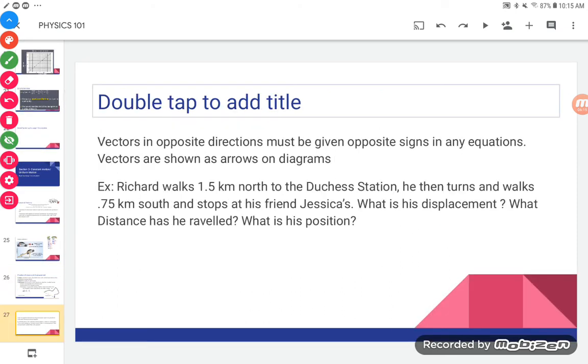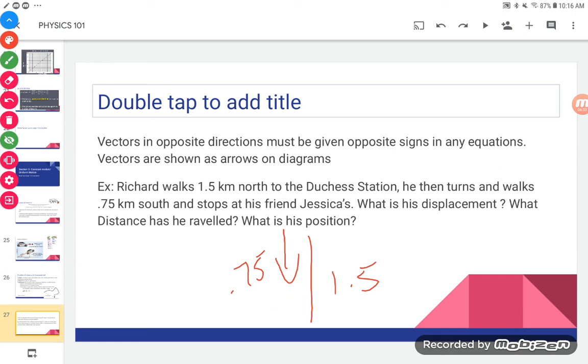So moving on, another example, exact same thing. Richard walks 1.5 kilometers north to the Dutchess station from his house. So he walks 1.5. On his way home, he stops 0.75 kilometers towards his house at Jessica's.